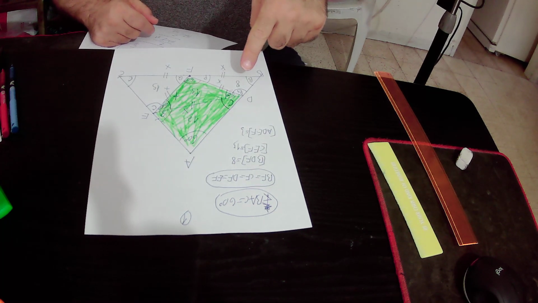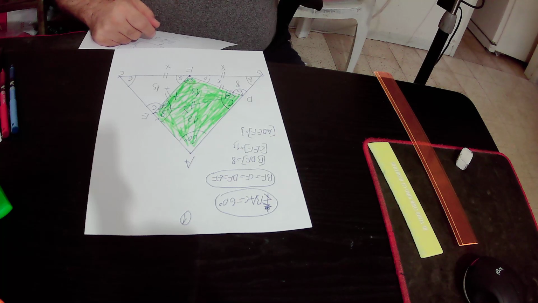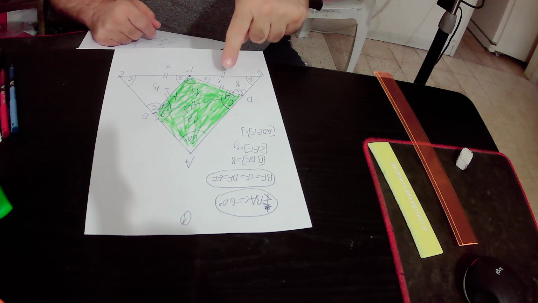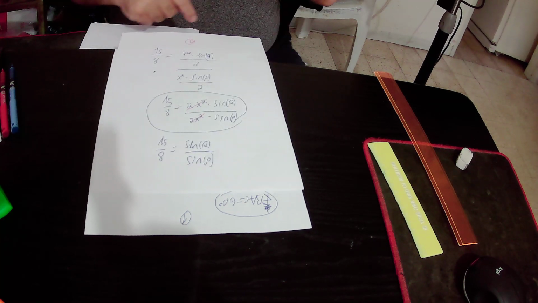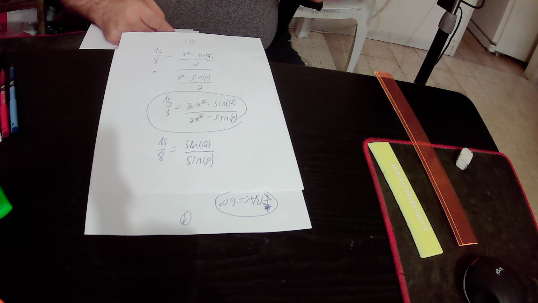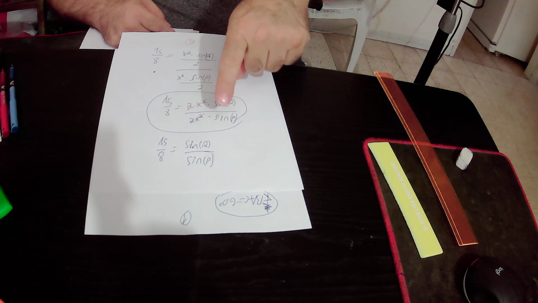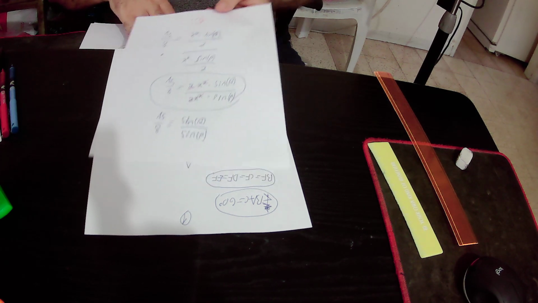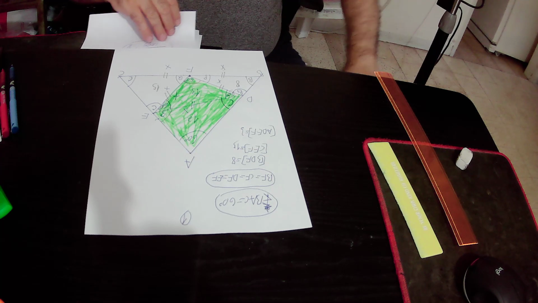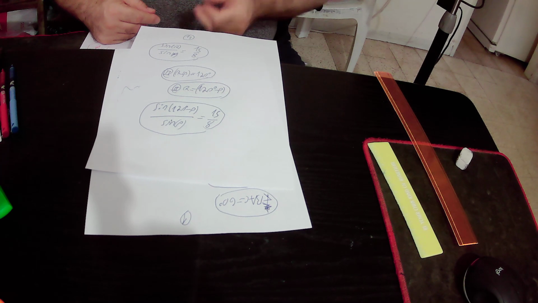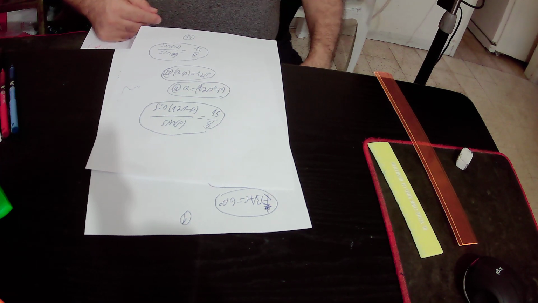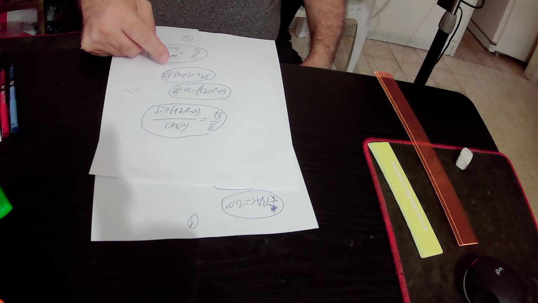And the area of the small triangle, according to the formula that I presented to you, equals x times x, or x squared times sine p over 2. Okay, so we found out that sine q over sine p equals 15 over 8. We have already found out that q plus p equals 120 degrees.